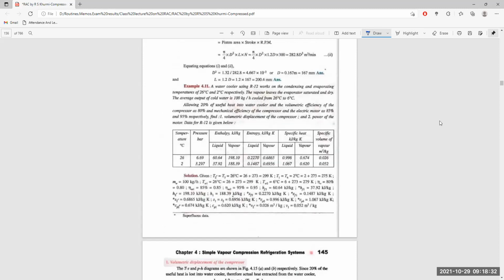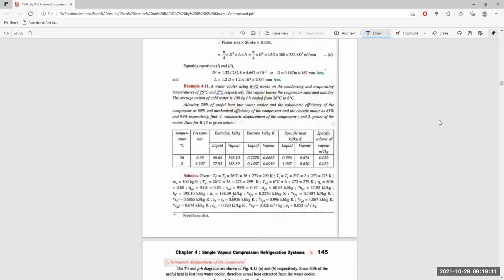What is given here is a water-cooled R12 refrigerant system. Using R12 refrigerant, it works on condensing and evaporating temperatures of 26 degrees centigrade and 2 degrees centigrade. The condensing temperature is 26 degrees centigrade; we can consider it the higher limit of temperature of the system. Evaporating is going on at 2 degrees centigrade, which means it is the lower temperature of our system. So that is equal to T2 and this is equal to T1. T2 is equal to T3 and T1 is equal to T4 itself.